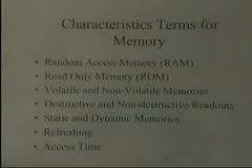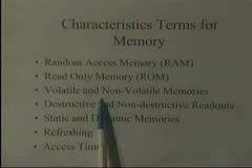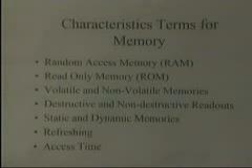The third characteristic is volatility, that is volatile and non-volatile memories. I think the concept should be very clear to you. Volatile memories are those which lose their content as soon as we switch off the power. For example, the main memory. And non-volatile are the memories which do not lose their content. For example, magnetic storage devices.